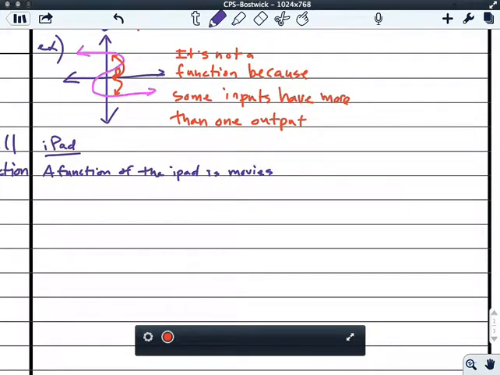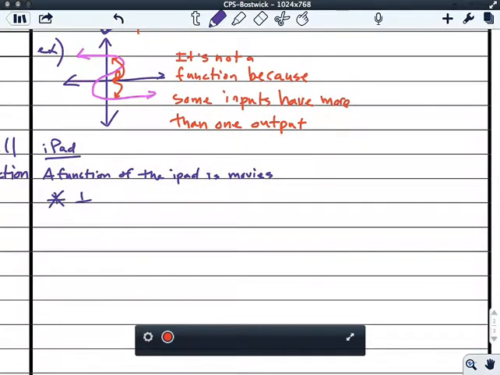In mathematics, we're going to say that slightly different. And so I'll put a little star here. In math, we phrase it differently.